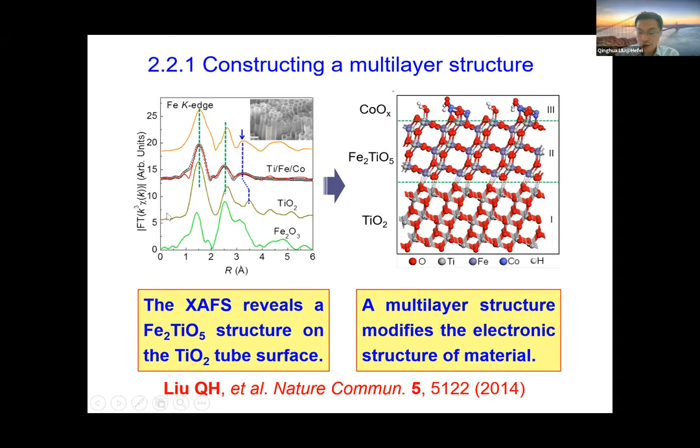The multilayer structure modifies the electronic structure of the base material. The electronic structure characterizations show the energy band gap of the iron titanium oxide at the interface of the multilayers.